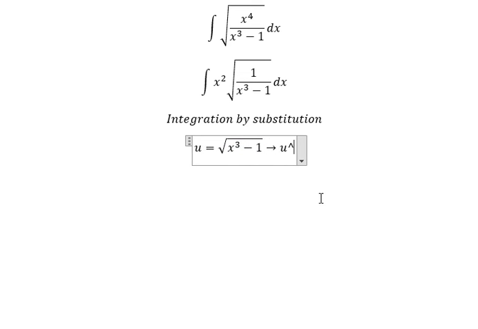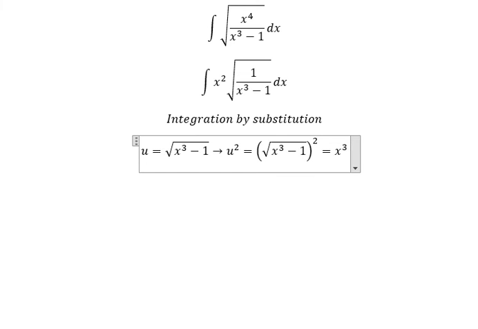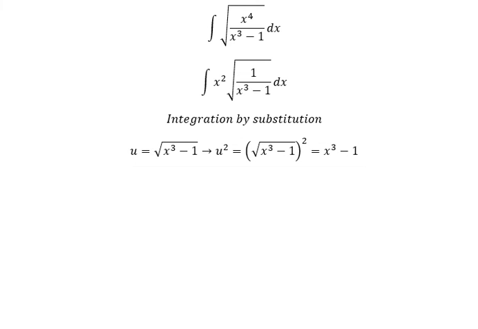Next, we square both sides to cancel the square root, and we have s to the power of 3 minus 1. So if we first take the derivative of both sides, we take the derivative of u squared and s to the power of 3 minus 1. So we have 2u du equals 3s squared ds. Because we don't have the number 3 in here, we divide both sides by 3.